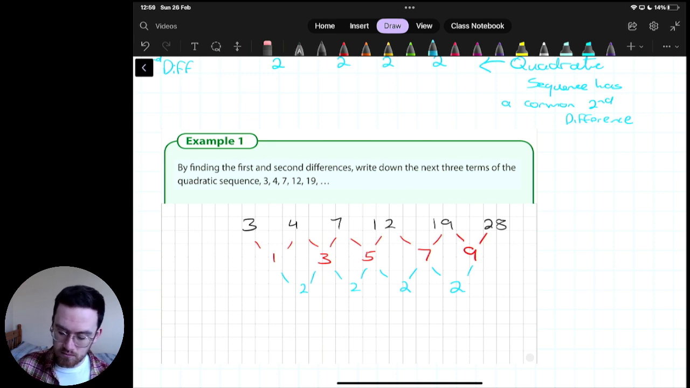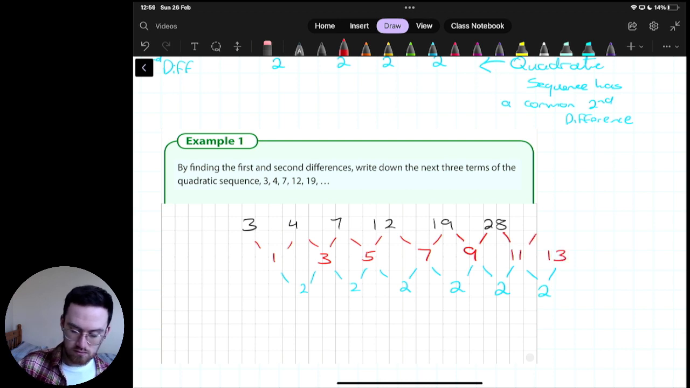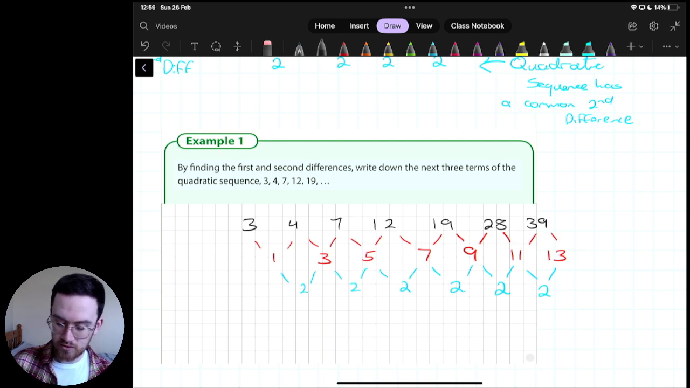We do something similar for the next term. The second difference has to be 2, so the next first difference is going to be 11, and the one after that would be 13. Looking at how that relates to our terms, the next term would be 39. And the next term should be 13 more than 39, which is going to give me an answer of 52.